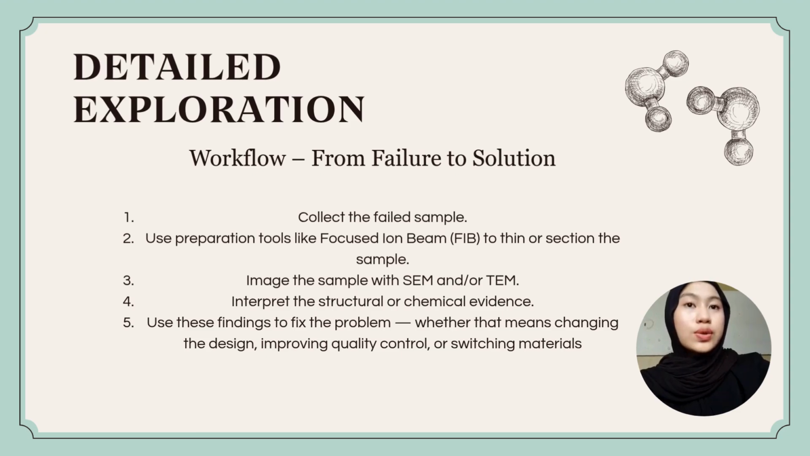Failure analysis using electron microscopy typically follows this workflow. First, collect the failed sample. Second, use preparation tools like focused ion beam (FIB) to thin or section the sample. Third, image the sample with SEM and/or TEM. Fourth, interpret the structural or chemical evidence. And lastly, use these findings to fix the problem, whether that means changing the design, improving quality control, or switching materials.